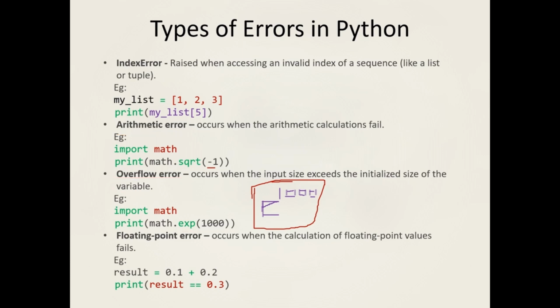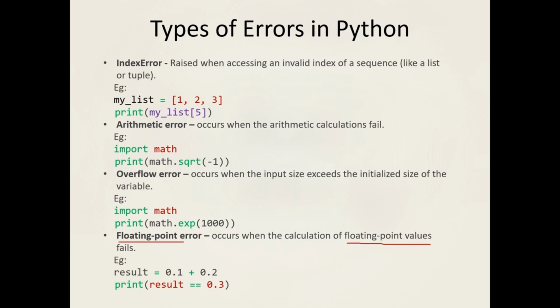Since the result for this is very large, Python raises an overflow error. Next up, floating point error. Floating point error occurs when the calculation of floating point value fails due to limitations of binary representation and precision.